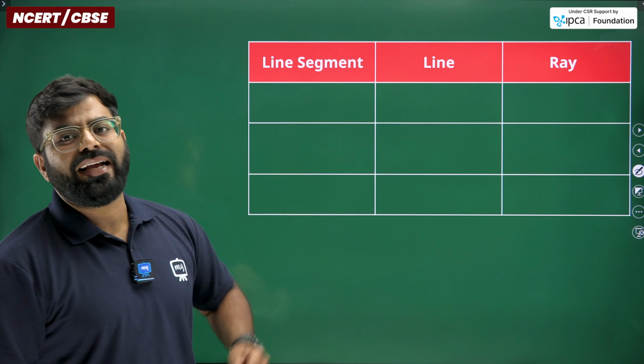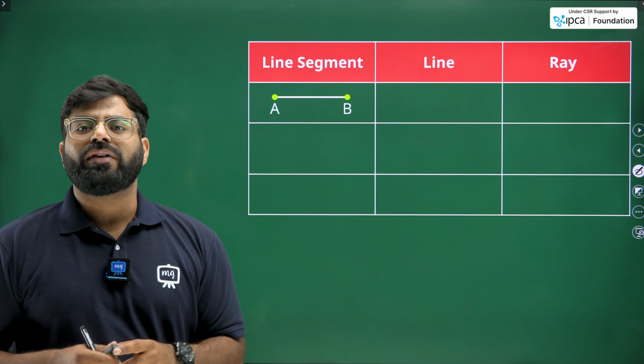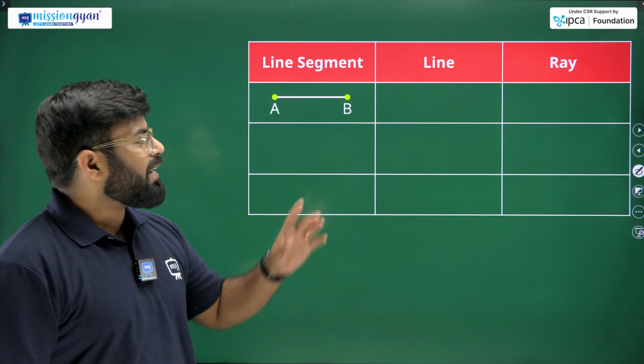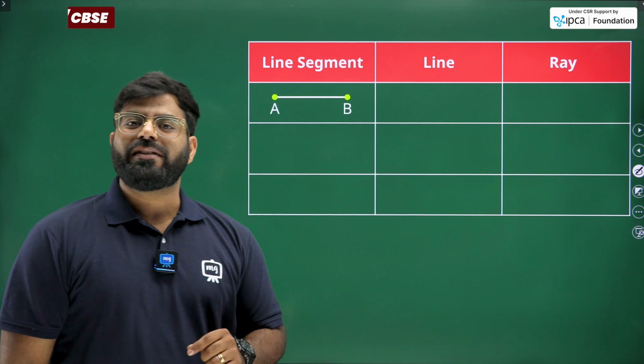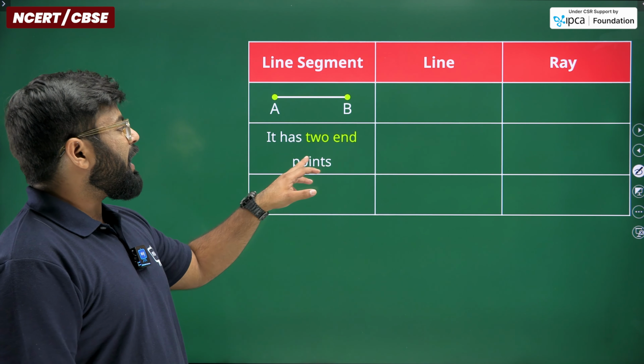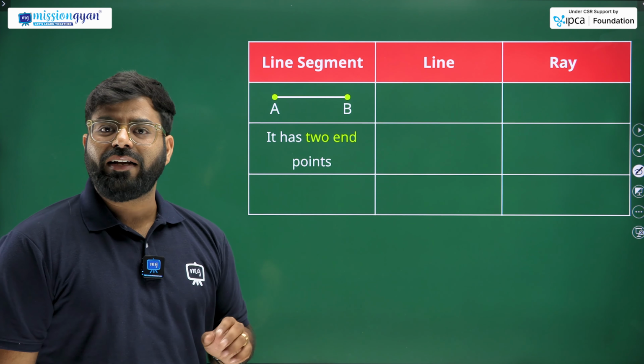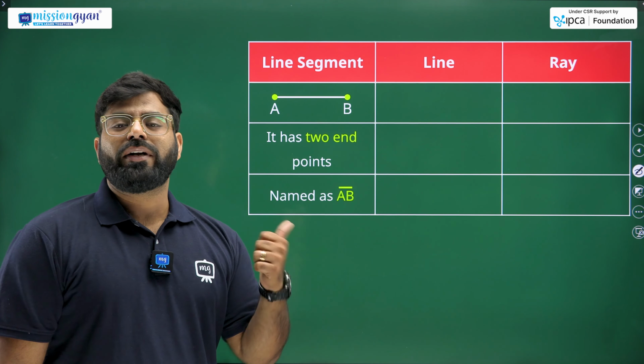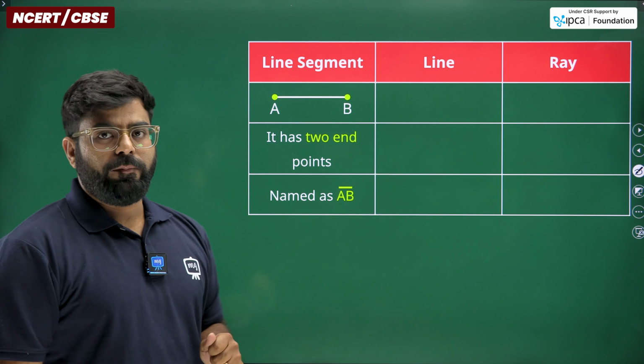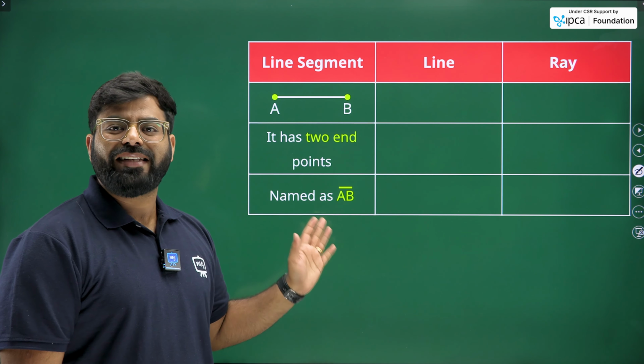So let's start with the line segment first. As you can see on the screen, you have a line segment that has two endpoints. That means we can say line segment has two endpoints. Is that clear? And how do we denote it? We denote it with the line segment AB. Is that clear? You have understood what is line segment.